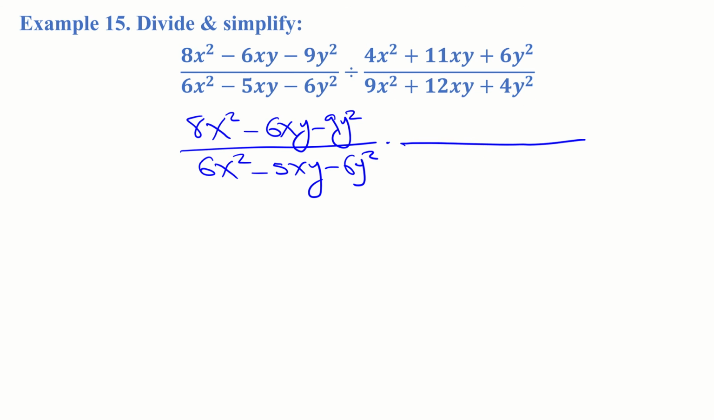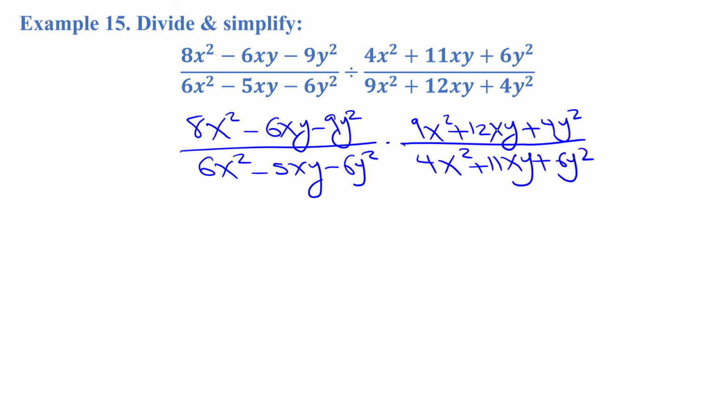9x squared plus 12xy plus 4y squared, and we'll move the numerator to the denominator. So 4x squared plus 11xy plus 6y squared. Now we're going to go ahead and factor as much as we can. Now that we've turned it into a multiplication, we'll just factor everything out and cross cancel if possible.